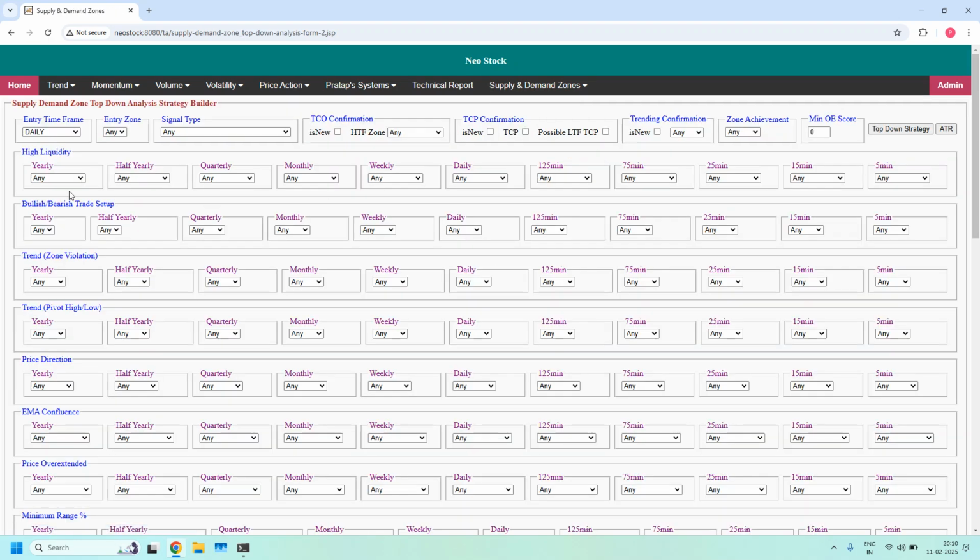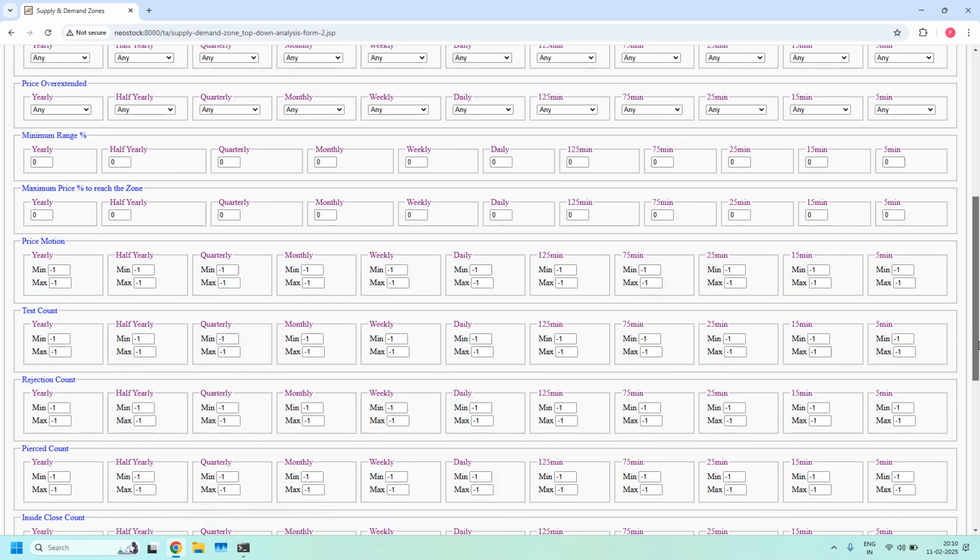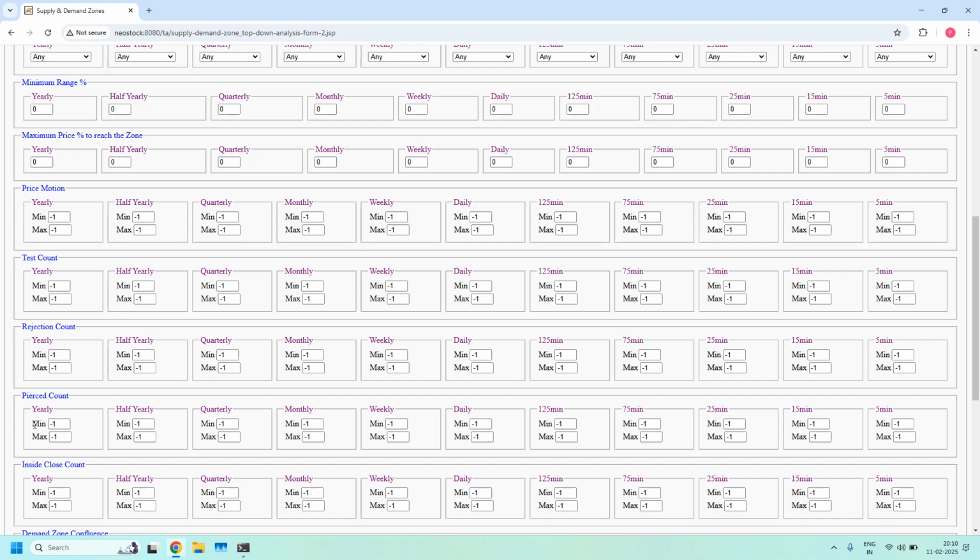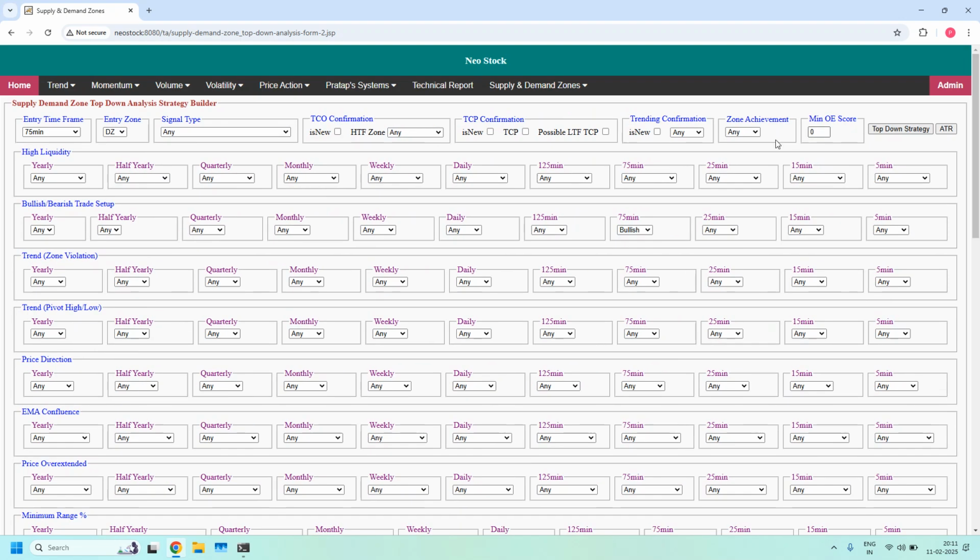First, bullish trade setup, entry time frame 75 minutes, entry zone demand zone. In bullish or bearish trade setup, I am selecting bullish, and the 75 minutes demand zone should not be pierced. So in the pierced count at 75 minutes time frame, I am setting minimum value 0, maximum value 0. That means pierced count 0 means zone is not pierced.